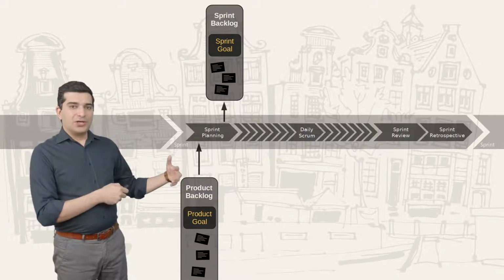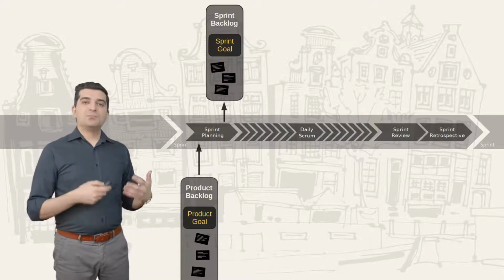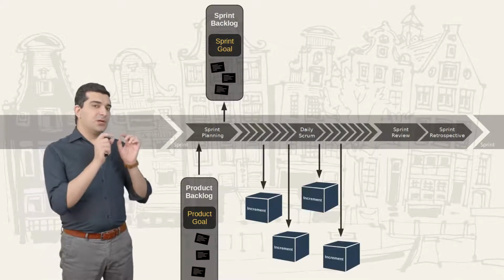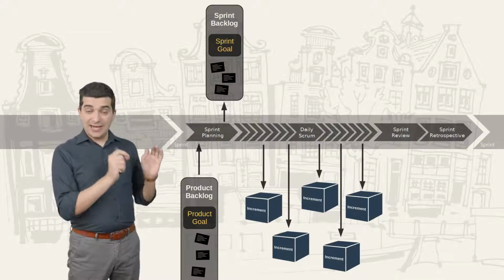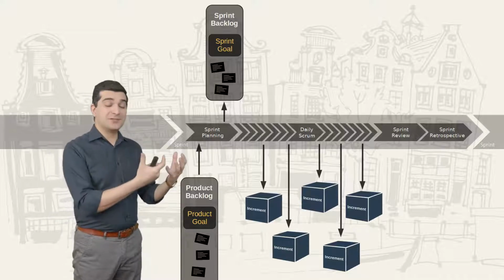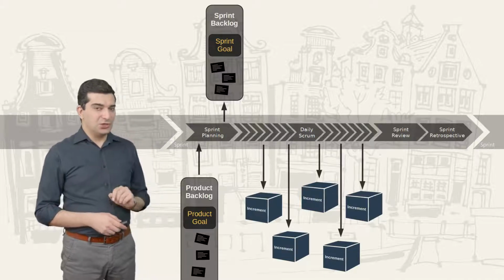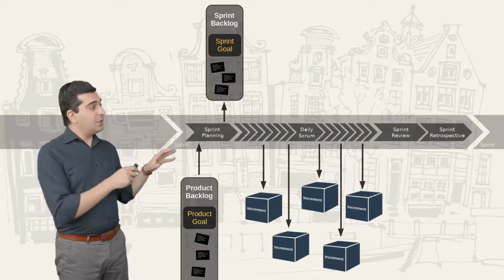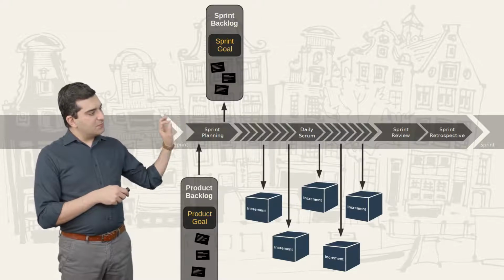Then we start working, and during the sprint, we create multiple increments of the product. What it means is that whenever we are done with one of those items, we add it to the latest increment of the product, and a new increment will be created, as long as it's compatible with the definition of done. So we create multiple increments.